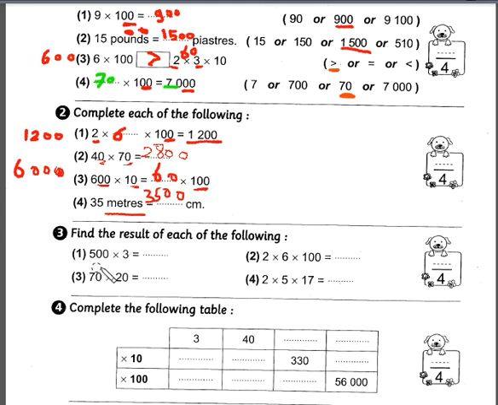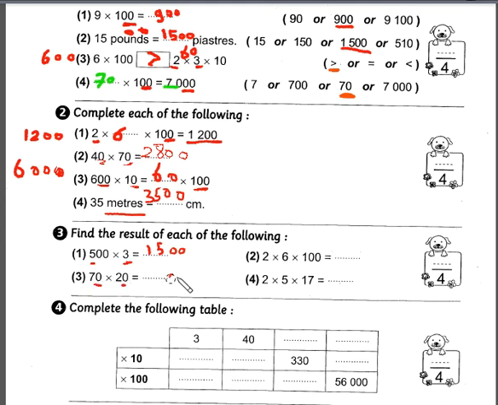Find the result of each of the following. He said 500 times 3. 3 times 5 equals 15. Here we write 15. And we will put 2 zeros from the right side, so the result equals 1500.